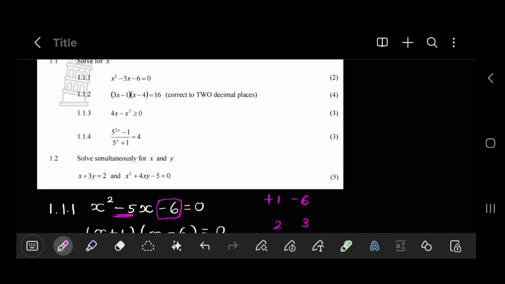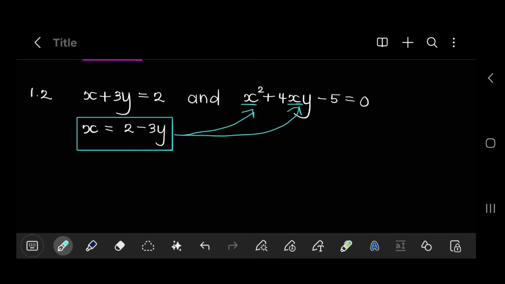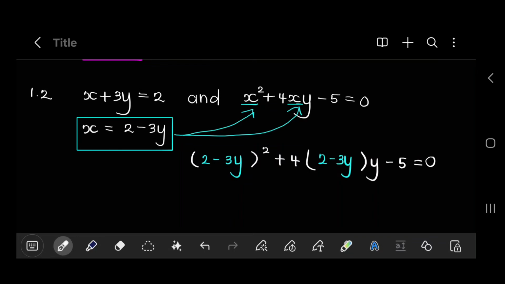And for 1.2, we need to solve simultaneously for x and y. So here's what we're given. And we notice that it's actually a lot easier to start off with the first equation. We can easily make x the subject of the formula by taking the 3y over to the right. Now that we know what x is, we can take that value for x and substitute into the second equation wherever we have x. Doing so, here's what you get, and please notice that whenever we substitute, we always substitute in a bracket. So here we had x squared, it becomes 2 minus 3y all squared.